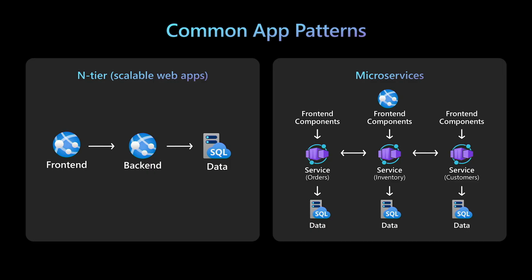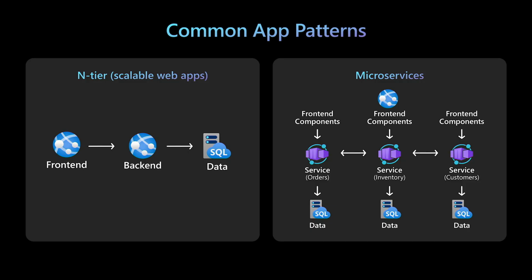A very common pattern is, of course, N-tier. These apps are typically simpler to build, work well with smaller teams, and are deployed all at once. ASP.NET has many features to help you build beautiful, scalable web apps based on this pattern. Another common pattern is the microservices pattern. It enables rapid, frequent, and reliable delivery of large, complex, highly scalable applications. Each loosely coupled service can be independently deployed and owned by separate teams within an organization.